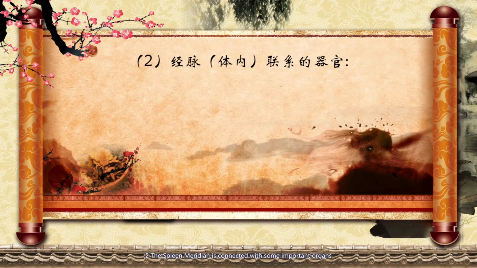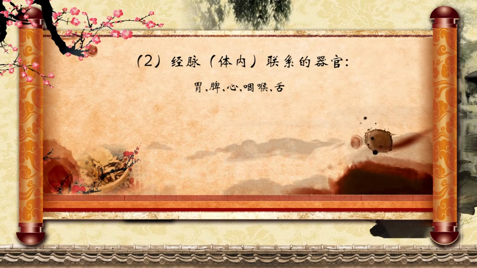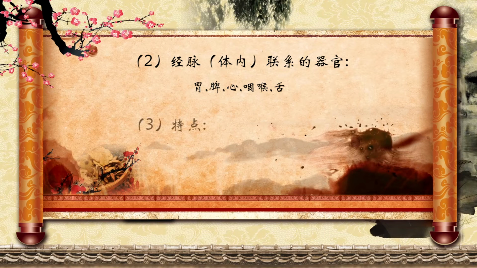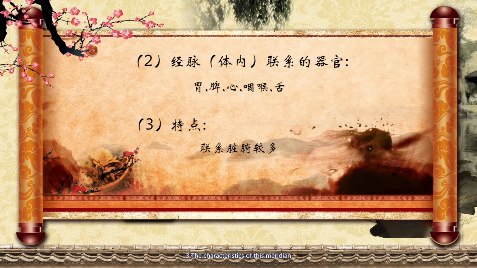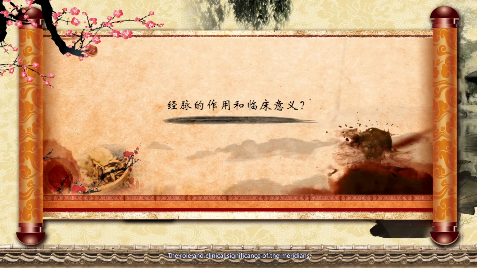The spleen meridian is connected with some important organs: stomach, spleen, heart, esophagus, the root of the tongue. The characteristics of this meridian: it connects a lot of Zangfu organs, relatively speaking. The role and the clinical significance of this meridian.